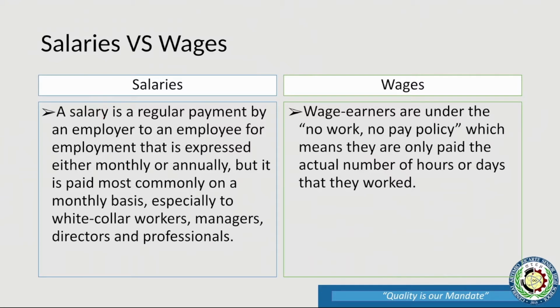Now, the differences. When we talk about salaries, these are the people employed, like teachers, principal, administrative staff, nurses, and doctors, wherein they have an annual salary or a monthly salary, while wages are usually for the nanny, the gardeners, the helpers, and all other workers that work with a no work, no pay policy, or we say the job order workers.